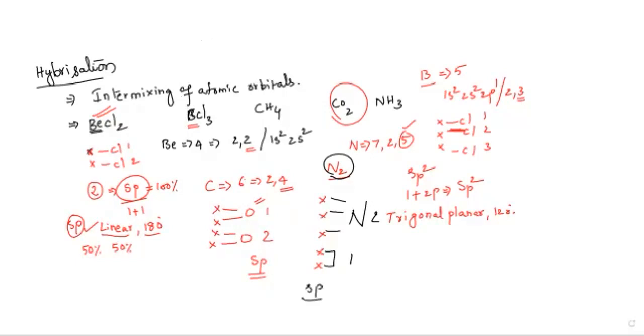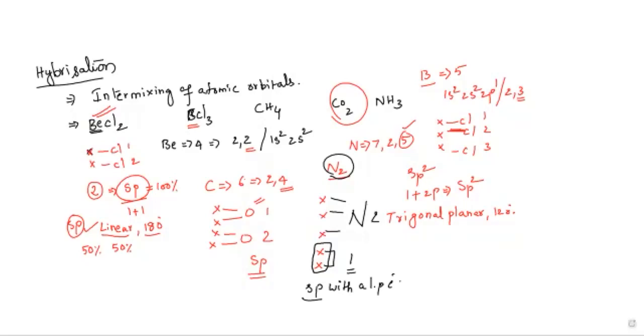Here you may get one more doubt. In any case, if a lone pair is left out, that lone pair can give one hybrid orbital like this. So that is how we can say the hybridization is sp with a lone pair of electrons. So this is how we can find the hybridization of the central atom in any molecule.